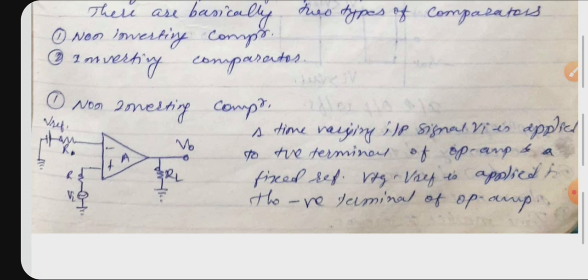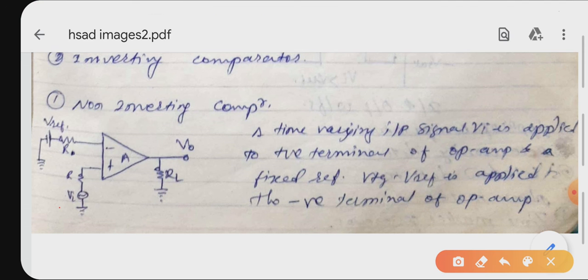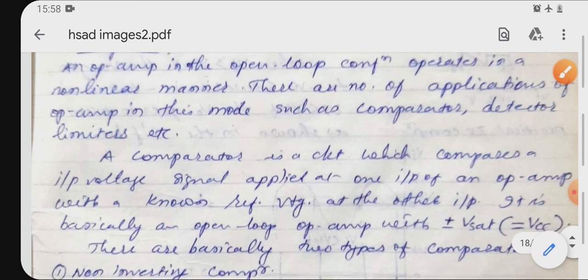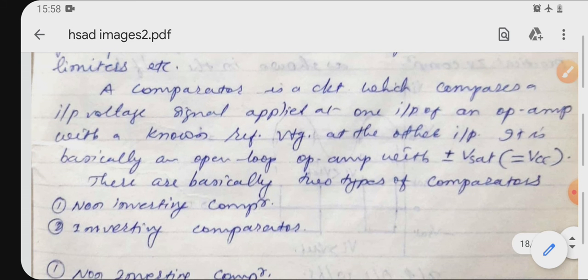Comparator can be of non-inverting and inverting type as usual, depending on which terminal we have applied the input signal to. When we apply the input signal to the non-inverting terminal, it will be called a non-inverting comparator. Okay, so what is basically a comparator? A comparator is a circuit which compares the input voltage signal applied at one input of an op-amp with a known reference voltage at the other input.